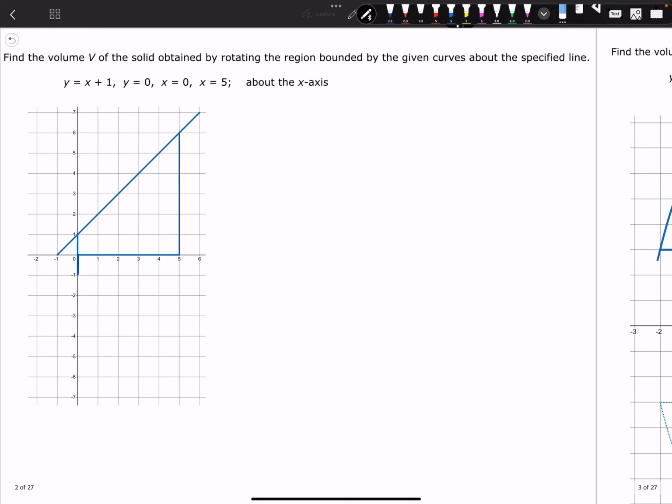Alright, we're taking a look at some of the problems in the volume section. So the first problem is a rotational volume and is asking us to rotate the region bound by y equals x plus 1, y equals 0, x equals 0, and x equals 5 about the x-axis.